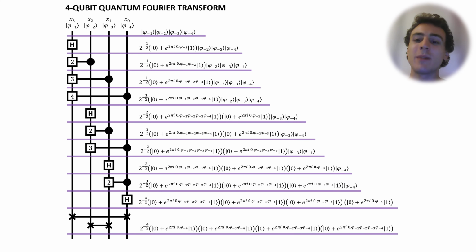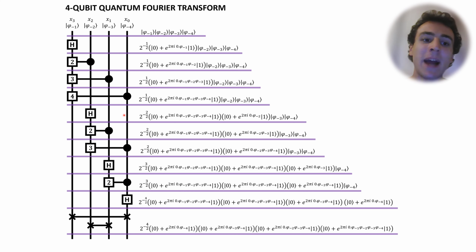This diagram depicts the 4-qubit quantum Fourier transform. In the first snapshot, we can see the quantum state immediately after initialization. We are initializing in a 4-qubit computational basis state. Let's have a look at the overview of this procedure.